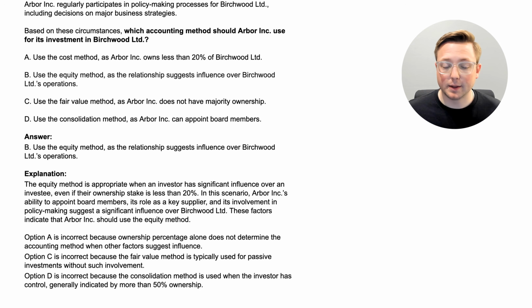And then, of course, like I mentioned, the consolidation method, that's for if you own more than 50%, that's when you own a lot of a company. So that's the equity method. We've talked about how you know that you're supposed to use the equity method in the first two questions. Now that we've built that understanding, we're going to go to the next three questions and see what that even means.